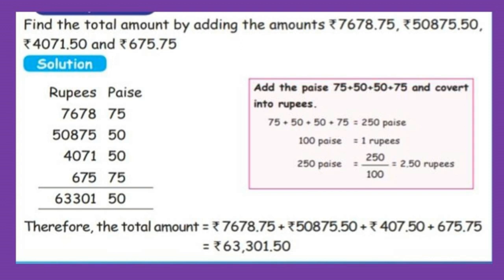We already know 100 paise equal 1 rupee. So when you divide 250 by 100, you will get 2 rupees 50 paise. We got the answer, that is 2 rupees 50 paise. So in the paise column we have to write 50 paise and 2 rupees has to be carried over. If you add all together, you will get 63,301 rupees 50 paise. The answer is 63,301 rupees, and the paise is 50.